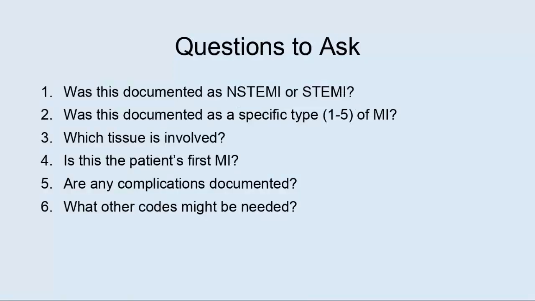Here are the questions you need to ask to give you the information to select the correct code for myocardial infarctions, MI, in a specific case. Was this documented as an NSTEMI or STEMI? Was this documented as a specific type, 1 through 5, of myocardial infarction? Which tissue was involved? Is this the patient's first MI? Are any complications documented? And finally, what other codes might be needed? I will talk about each of these questions.